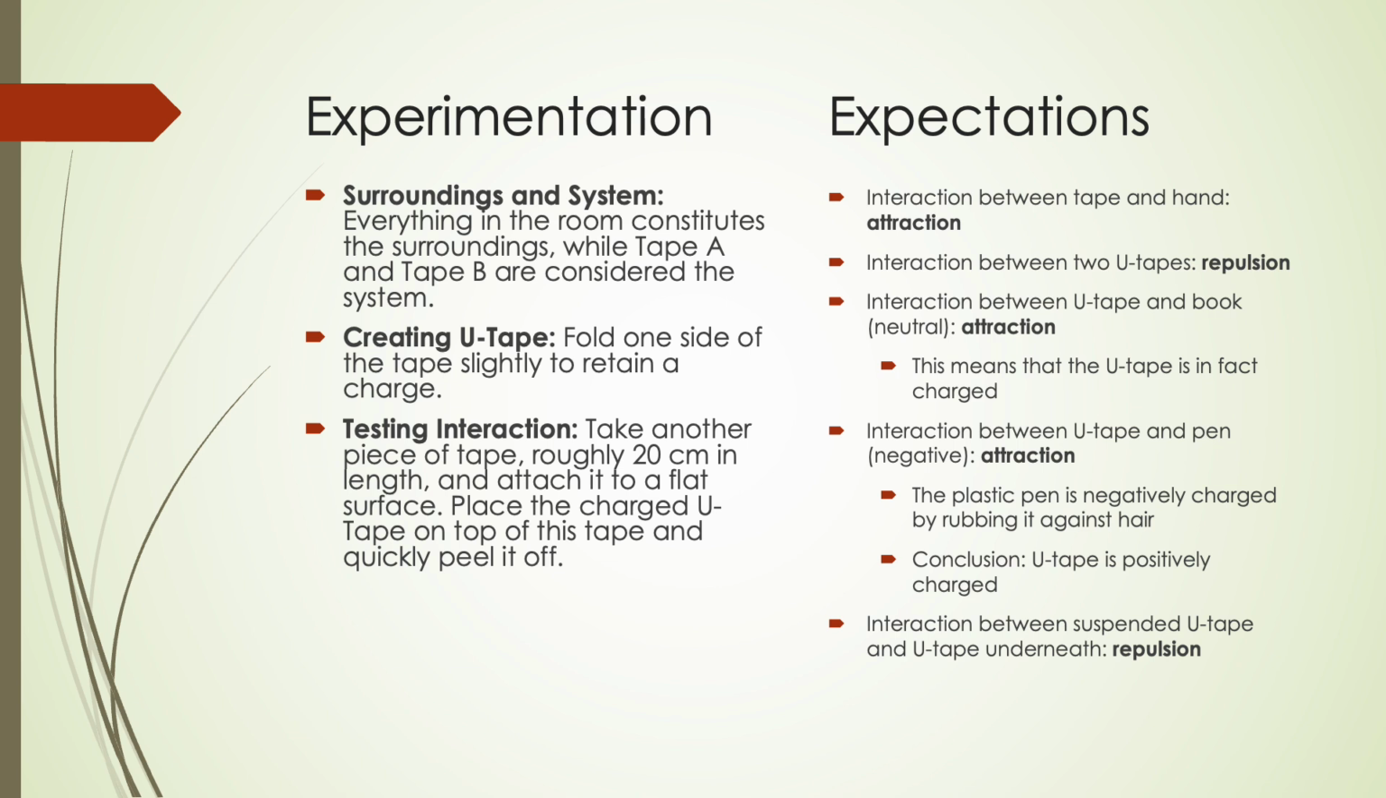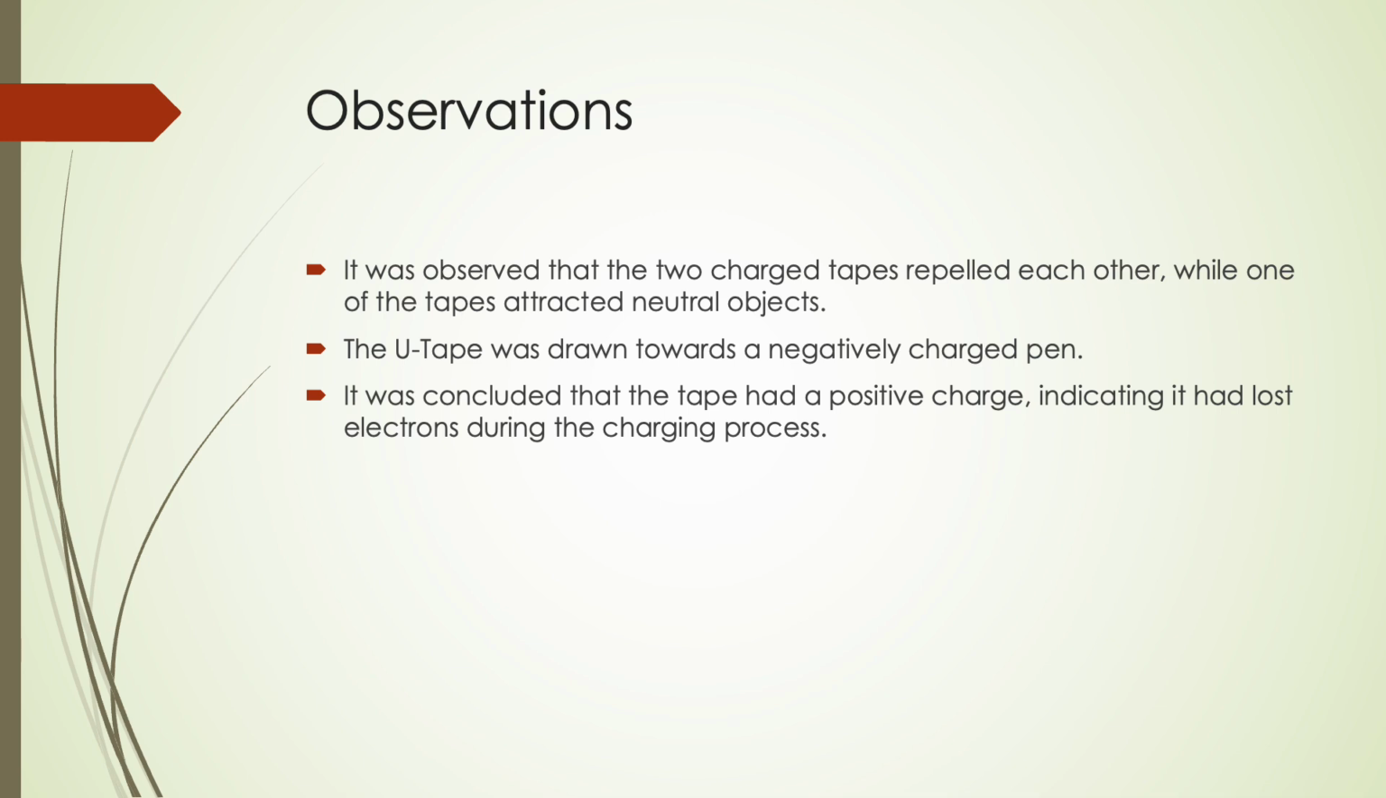From this lab, we expect to see attraction between the tape and the hand, repulsion between the two U-tapes, attraction between the U-tape and the book, and also attraction between the U-tape and the pen, and repulsion between the suspended U-tape and the U-tape underneath. It was noticed that two charged tapes repel each other and that one of the charged tapes attracted neutral objects. The U-tape was attracted towards the negatively charged pen, and it was determined that the tape was positively charged and hence lost electrons during the charging process.